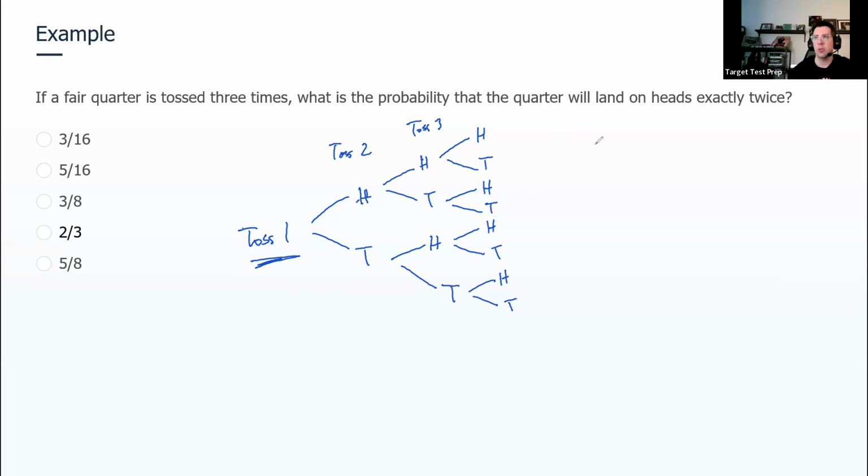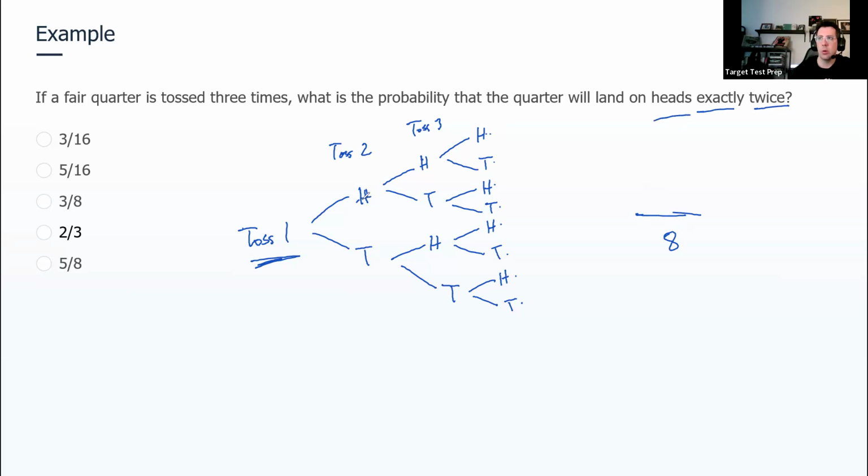So each of these, there's 8 total possible outcomes, right? Because basically there's 8 total branches that end here. So it's like 1, 2, 3, 4, 5, 6, 7, 8 total possible outcomes. And of those 8 total outcomes, which is our denominator, how many of them have exactly 2 heads?